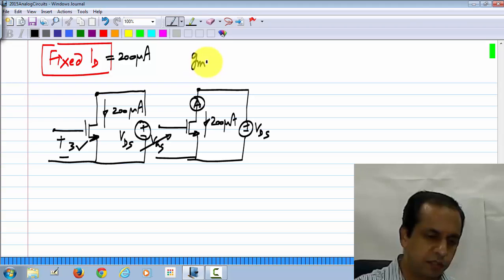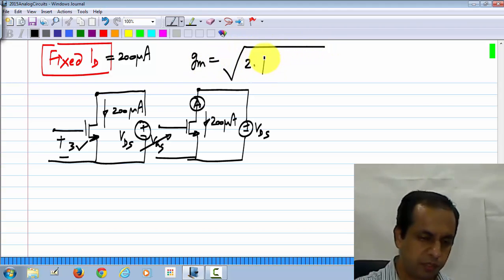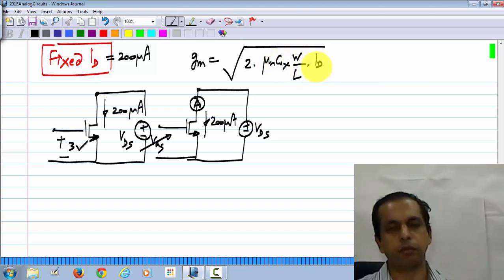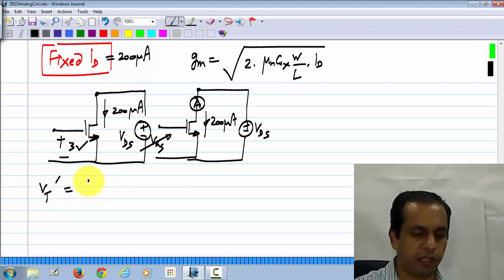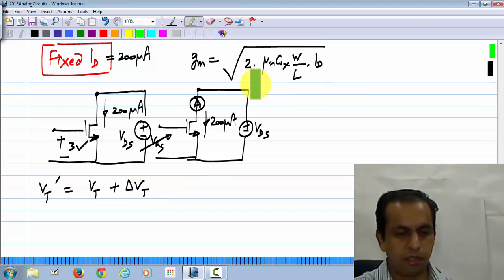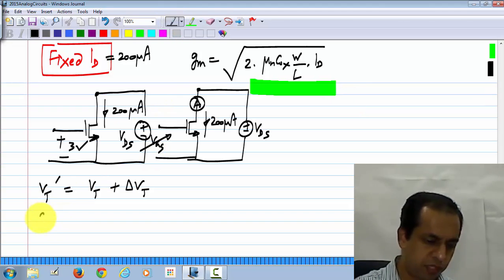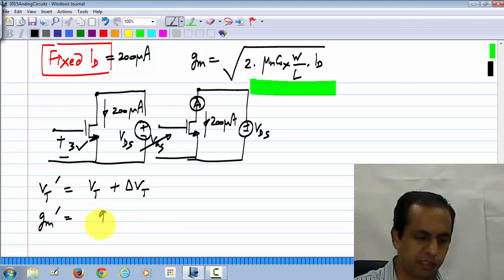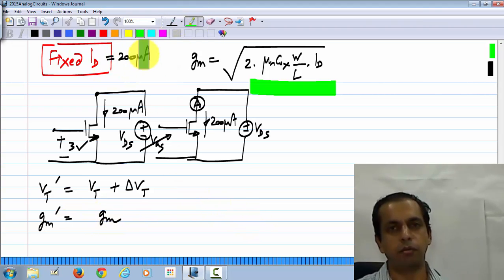I know that the convenient expression to use in this case is square root of 2 times mu1 Cox W by L times ID. What happens if there is a change in the threshold voltage, that is, the new value of Vt is the old value plus delta Vt? Nothing, because this expression doesn't have Vt at all. So Gm prime will be the same as Gm. This is assuming that the current has been maintained at 200 microamperes.